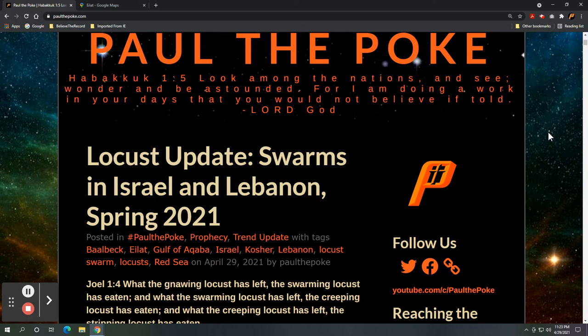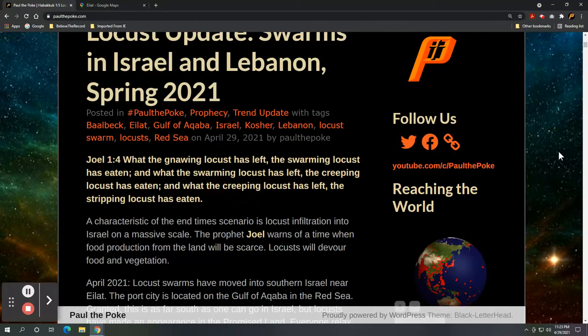Today's topic, we got a locust update. Swarms of locusts in Israel and Lebanon. We are looking at April 29, 2021, in the spring of 2021. Had a little update from winter 2021. And by golly, these locusts, grasshoppers are spreading.